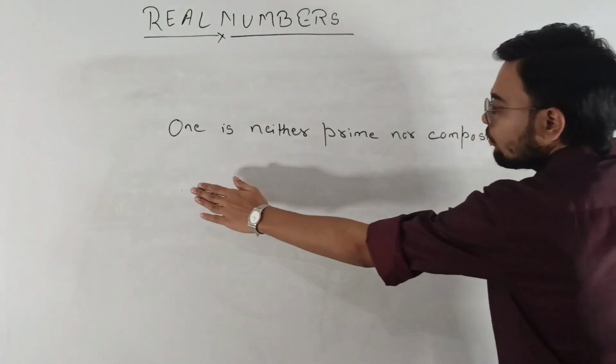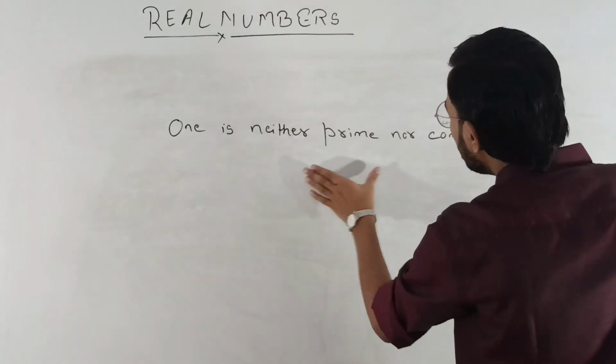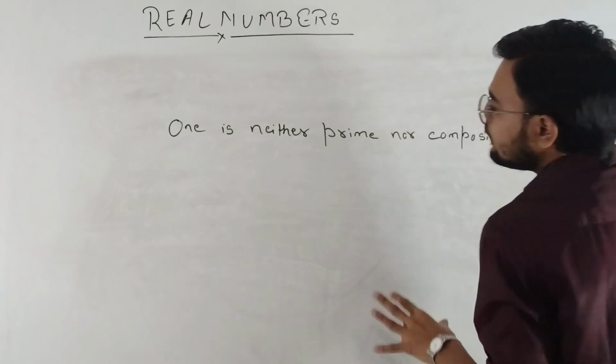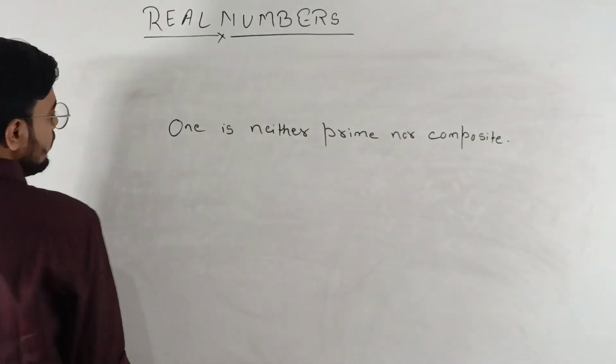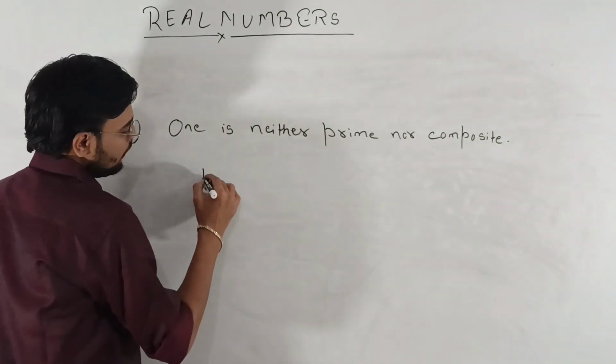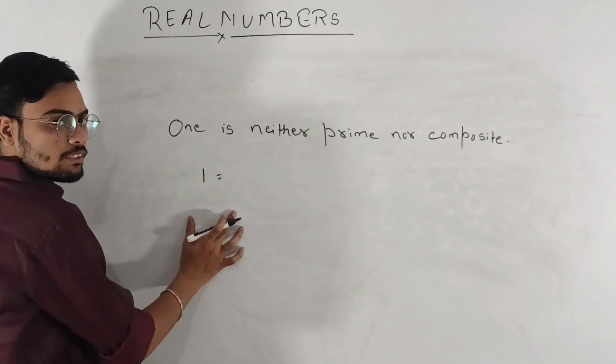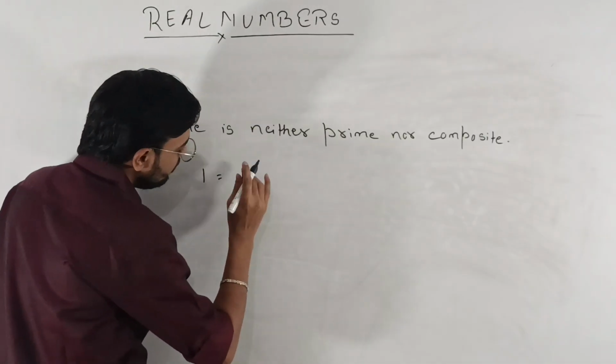What is this? 1 is neither prime nor composite, which means 1 is neither prime nor composite. Let's see the case of 1. We have 1, write the factors of 1. 1 is divisible by only 1 itself.